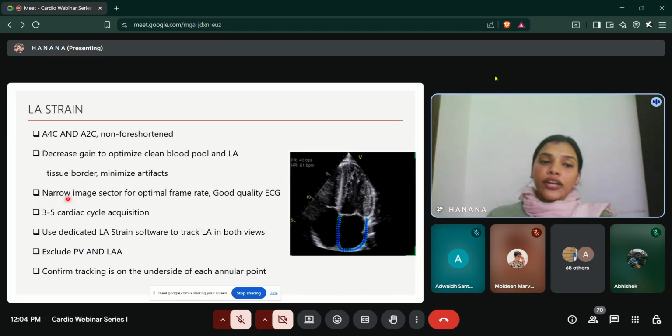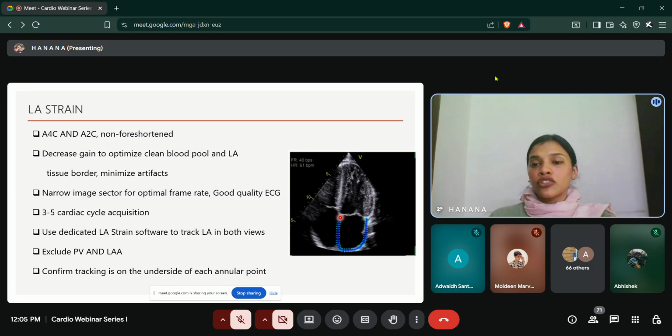Use a 3 to 5 cardiac cycle acquisition, which will be taken care of by the machine itself. You just press the acquire button and the machine will automatically take 3 to 5 cardiac cycles. Now use a dedicated LA strain software to track the LA in both views. Your machine should have the software to detect the LA strain. Only the higher end machines have the LA strain software. I think your hospital has that software as far as I know.